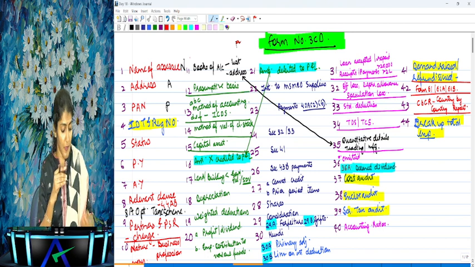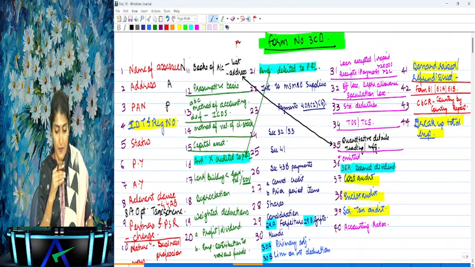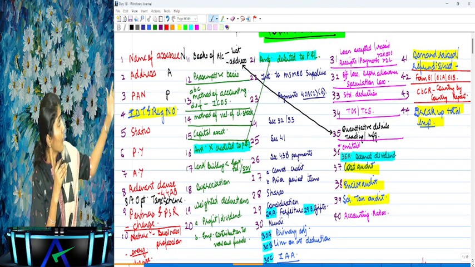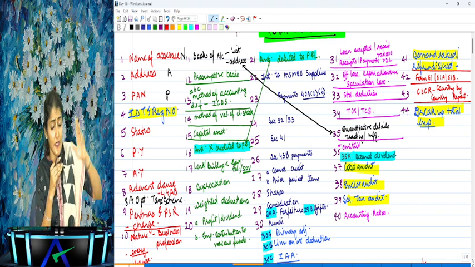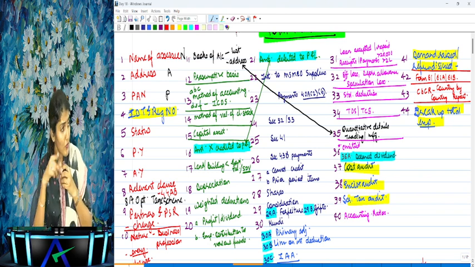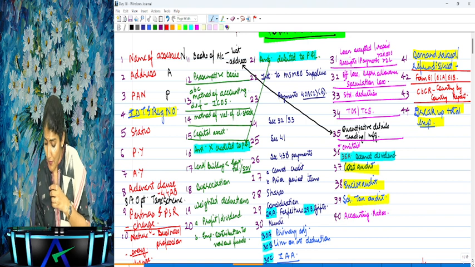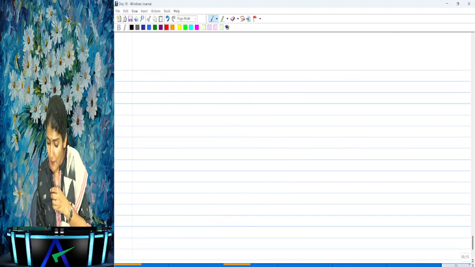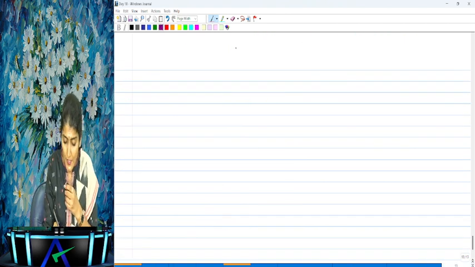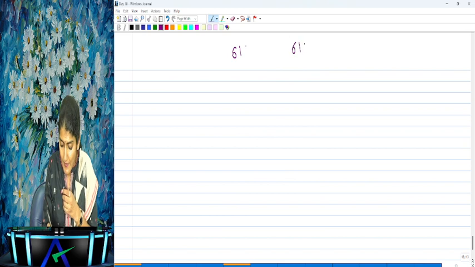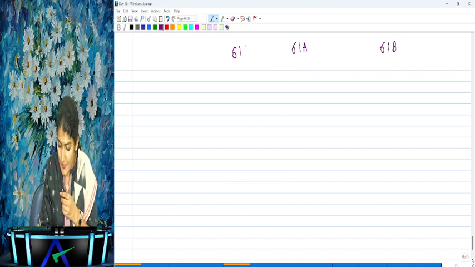Okay, so does that complete our entire chart? Right, does that complete our entire 44 clauses of the form 3CD over there? Right, does it complete all the 44 clauses over there? Right, and now coming further over here to the discussion of form 61, 61A and the 61B.